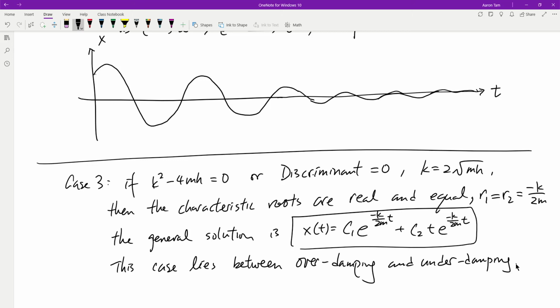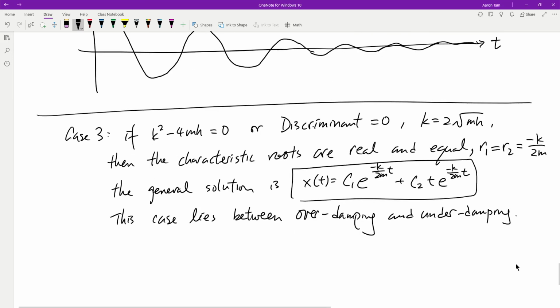The way that it is right now, because it's in the absence of the cosine and the sine, it will not oscillate. Okay, so this one does not oscillate at all. And in this case, this is called critical damping.